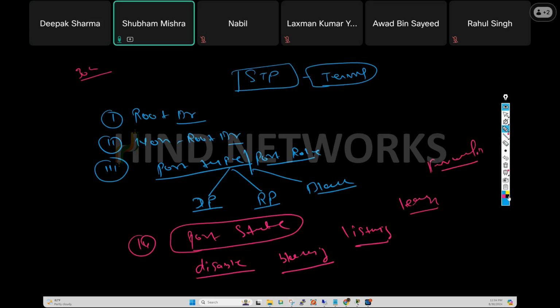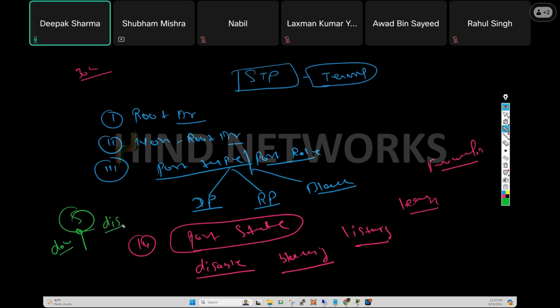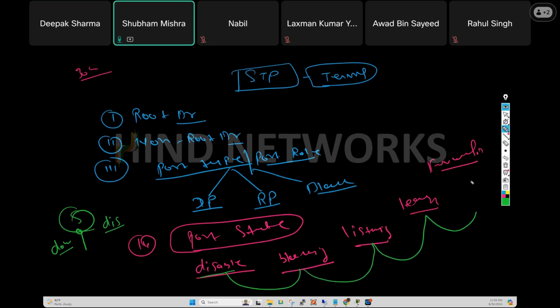For example, this is the switch and this port goes down. It means this port goes into which state? Disable state. So when you write no shutdown here, first it will go into disable. After that it will move to blocking, then it will move to listening, learning, forwarding. So to come from disable to forwarding, how much time does it take? 30 seconds.